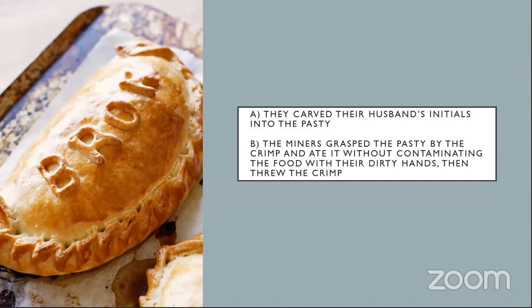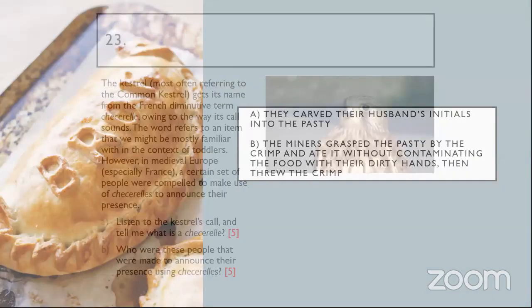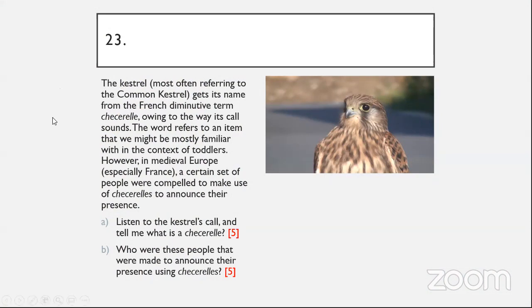Right. And so the next question, back to team 1. So the kestrel, in this case I'm referring to the common kestrel, gets its name from the French diminutive term cresserelle, owing to the way its call sounds. The word refers to an item that we might be mostly familiar with in the context of toddlers. However, in medieval Europe, especially France, a certain set of people were compelled to make use of kestrels to announce their presence. So listen to the kestrel's call and tell me what is a kestrel and who are these people that were made to announce their presence using kestrels.